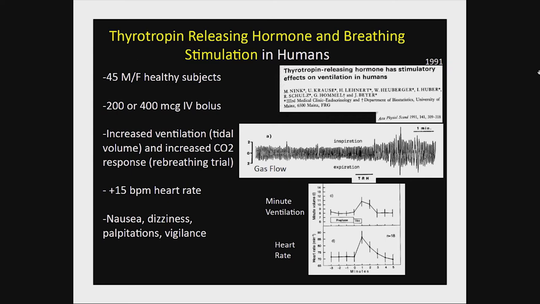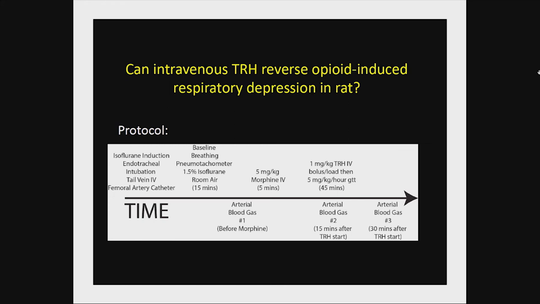And this is just the flow signal from one of their patients from a pneumotach. This is the TRH application here, and you can see a nice increase in tidal volume here. And this is their minute ventilation. Again, about a transient 40% increase in minute ventilation and a slight increase in the heart rate. So it's clearly a breathing stimulant, so we wanted to know how good is it at reversing opioid-induced respiratory depression.